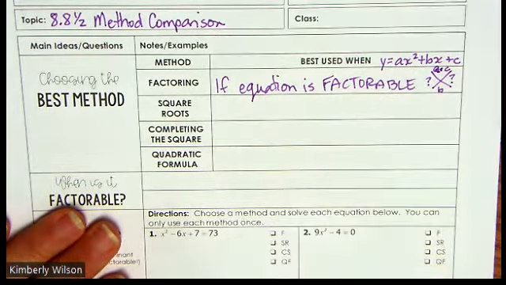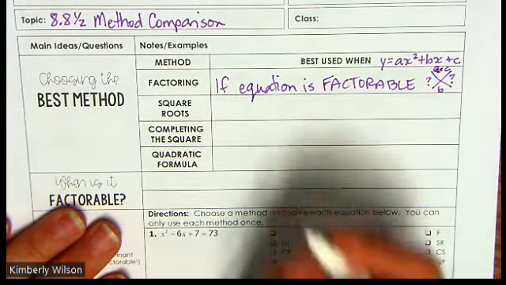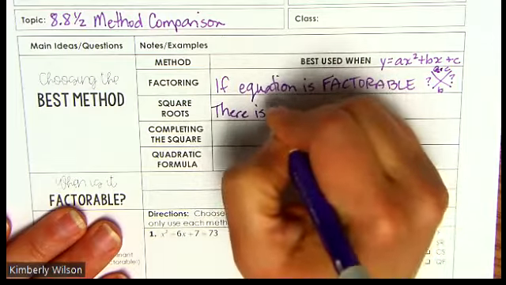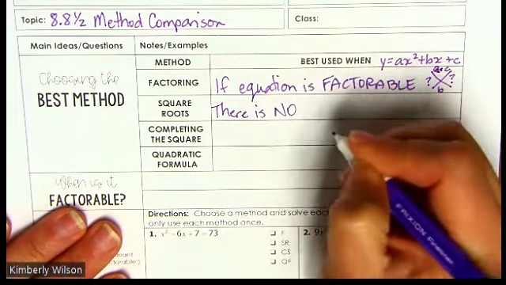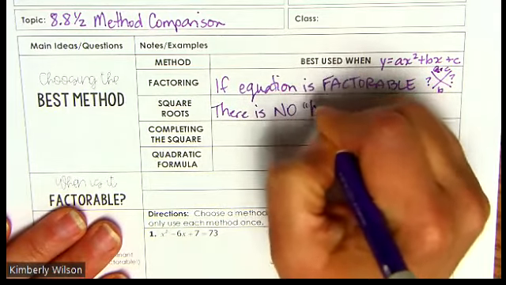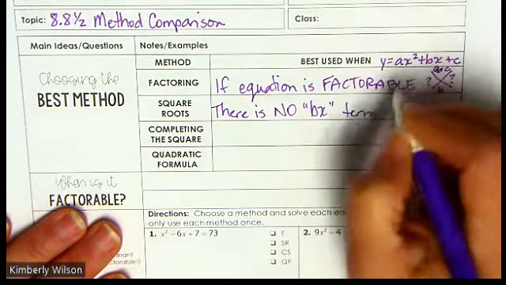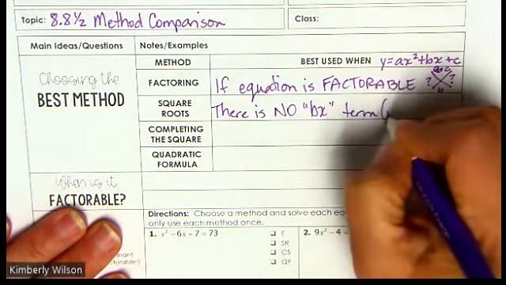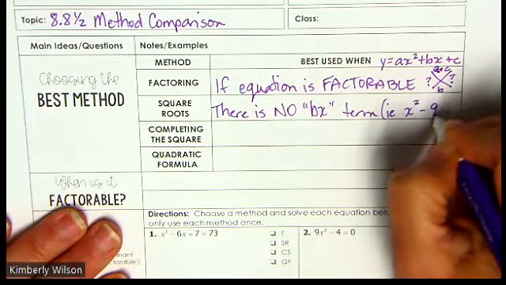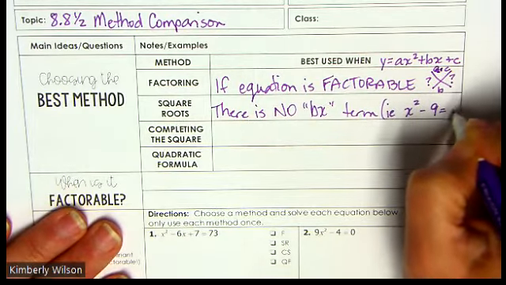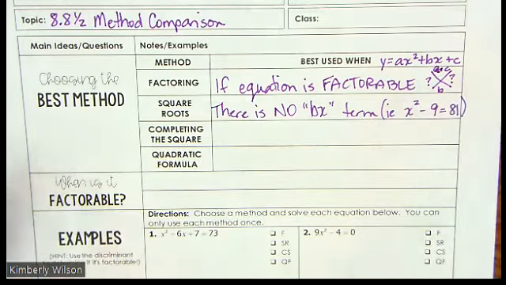Now, for solving by square roots, that's if there is no bx term. So for instance, it might look like x squared minus 9 equals 81. That's what it might look like, okay?